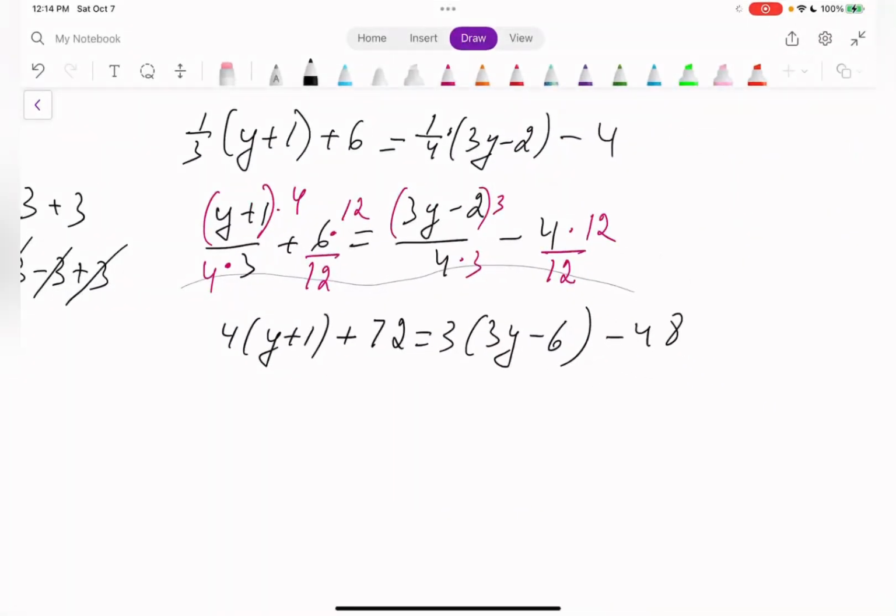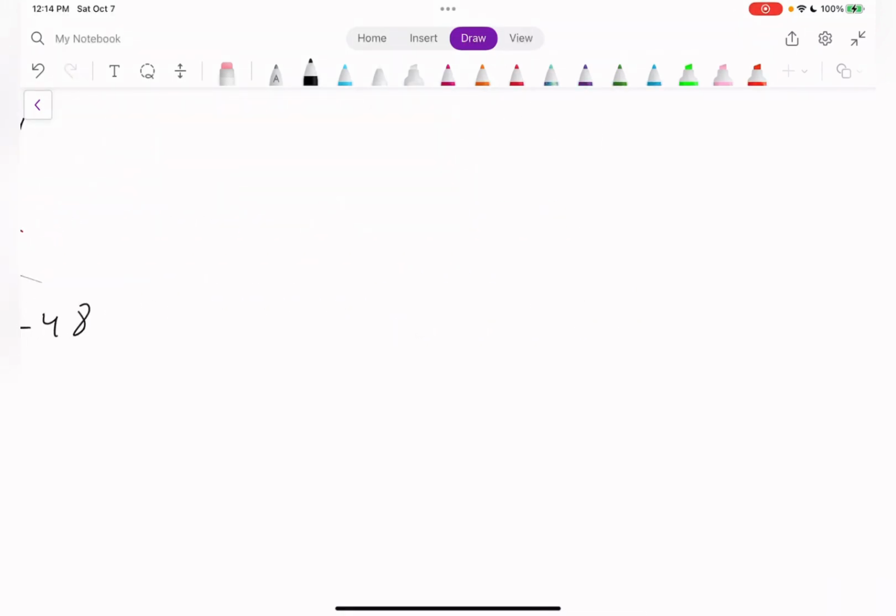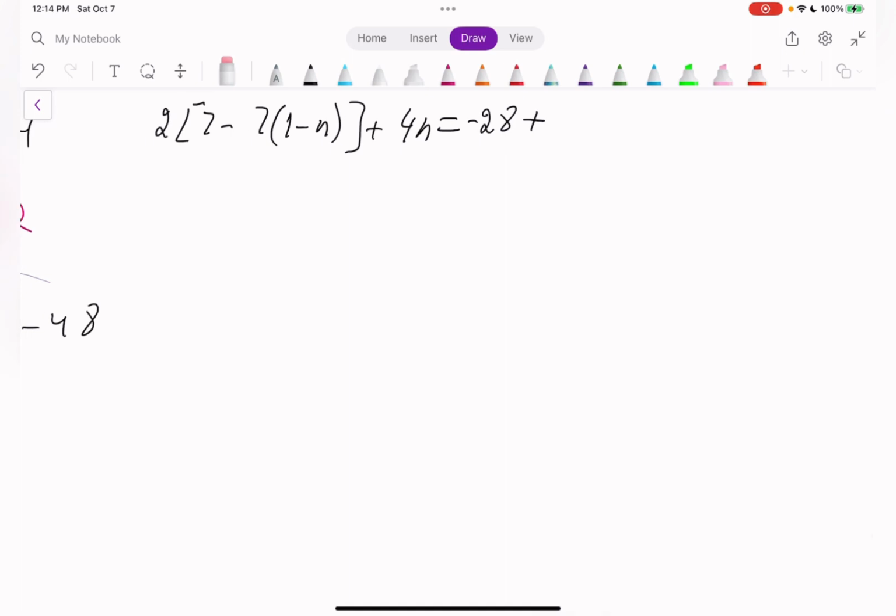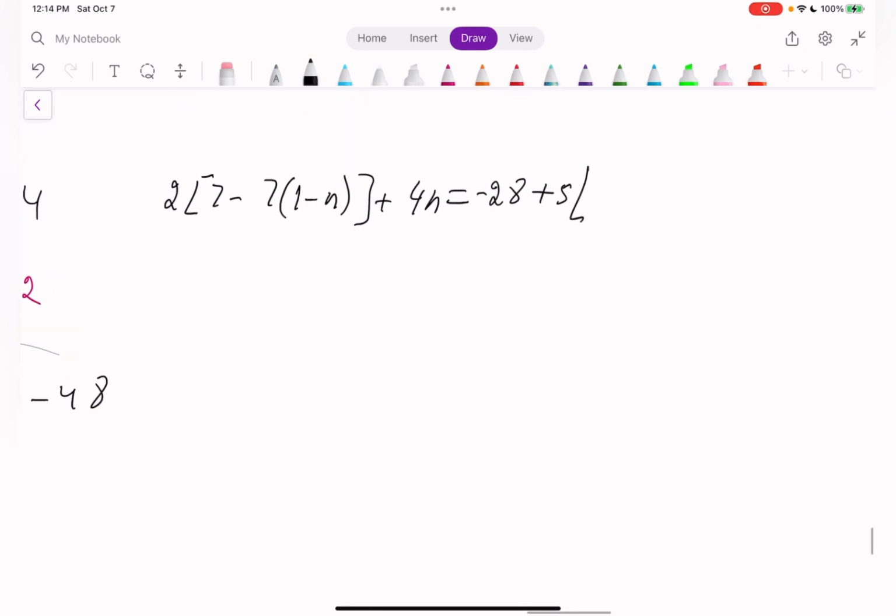So, twice, square bracket, 7 minus 7 times 1 minus n, closing, plus 4n, equals negative 28, plus 5 times 6 times n plus 1, and minus 3n. Okay, we are opening first inside the parentheses and then the square bracket. So first thing, I'm going to work with this and this parentheses.